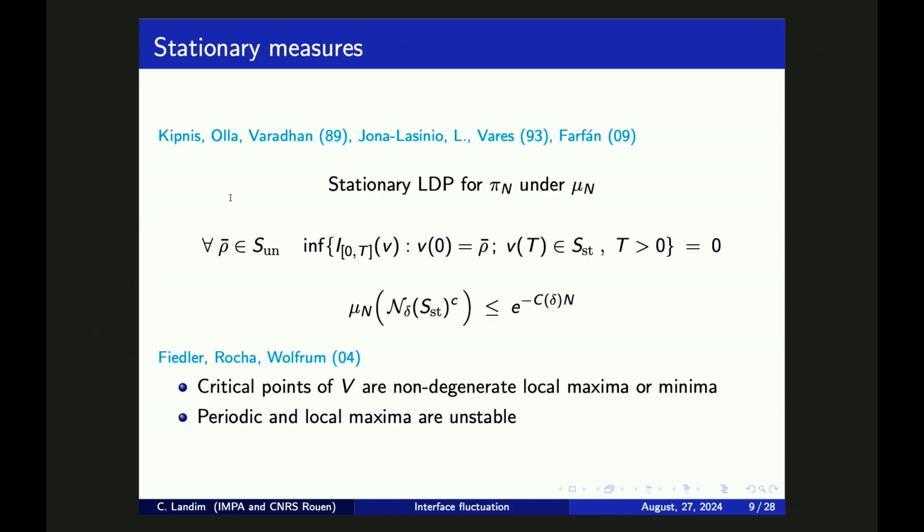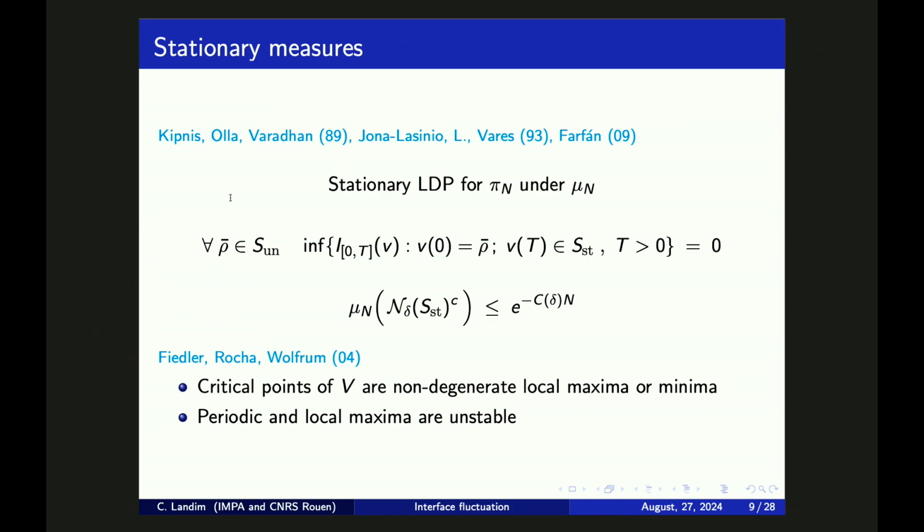Let me introduce some notation. Let me define I_{0,t}(v). This is the cost of observing the trajectory v in the time interval [0,t] for this dynamics. And let us minimize the cost, starting from a stationary profile at time 0 and arriving at another stationary profile at time t, and let's minimize that over all times t. So this is essentially the cost that, starting from rho, you reach a stable stationary state. Let me represent by ST the stable stationary states.